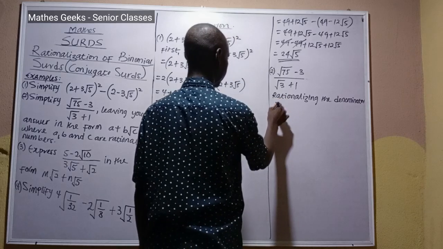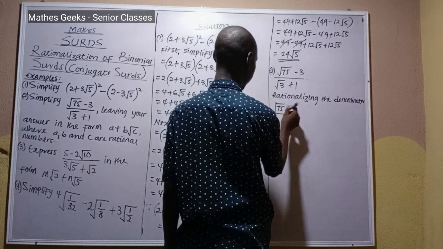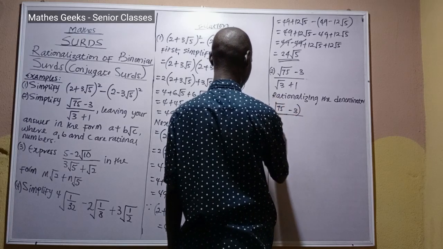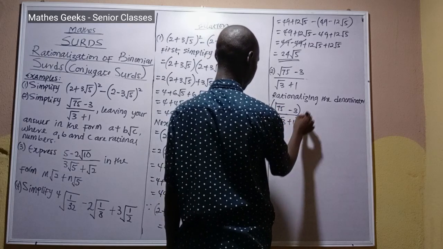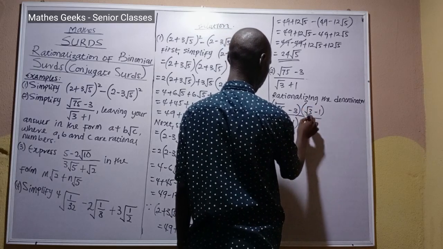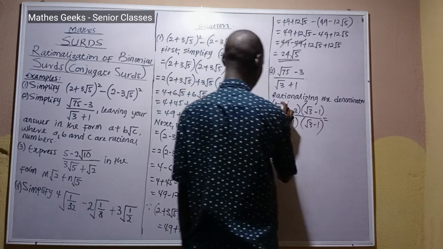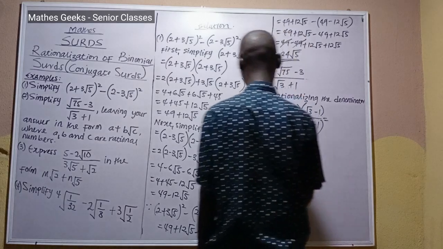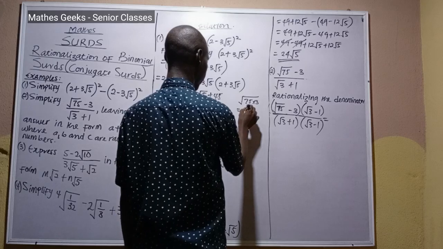We're going to have root 75 minus 3 over root 3 plus 1. The conjugate of root 3 plus 1 is root 3 minus 1, so we multiply by root 3 minus 1 over root 3 minus 1. And this will give us root 75. Root 75 times root 3 will give us root 75 times 3.